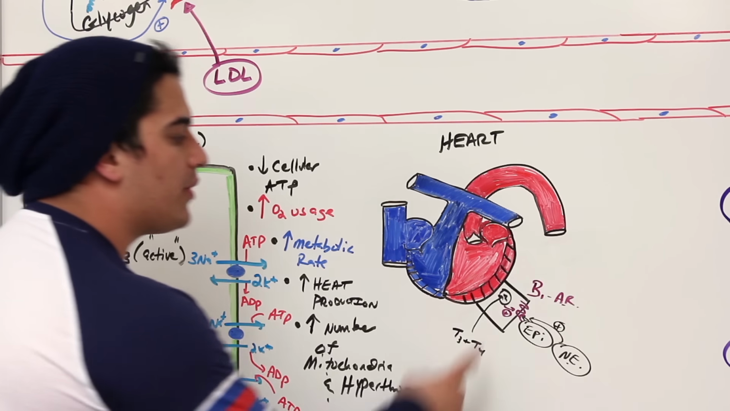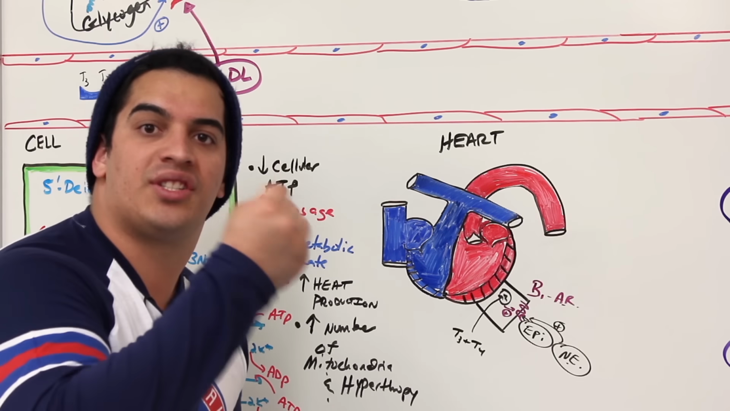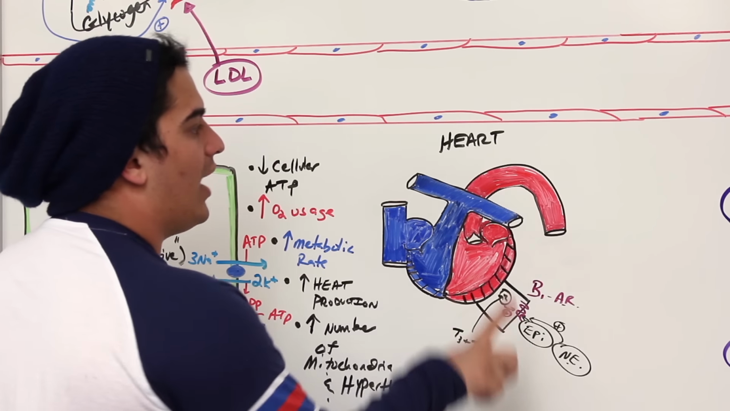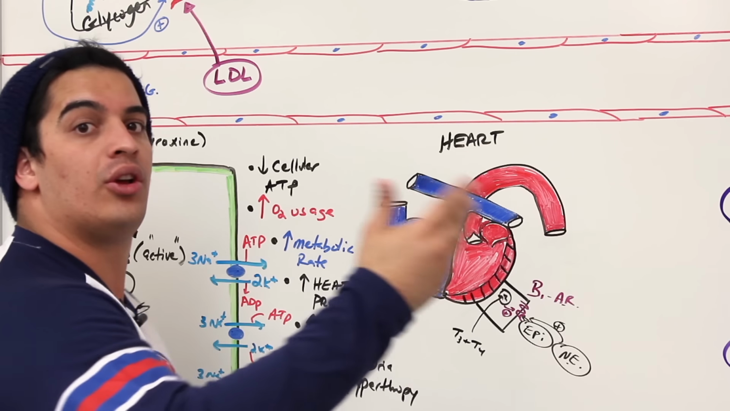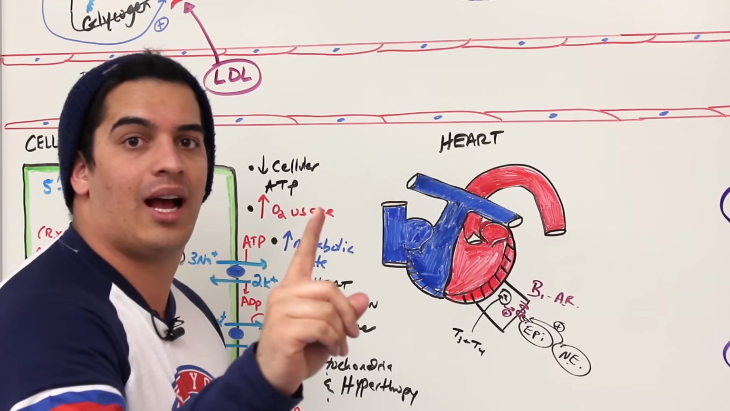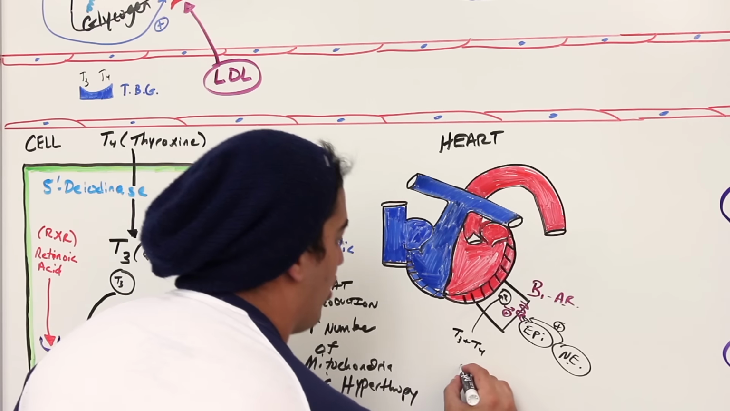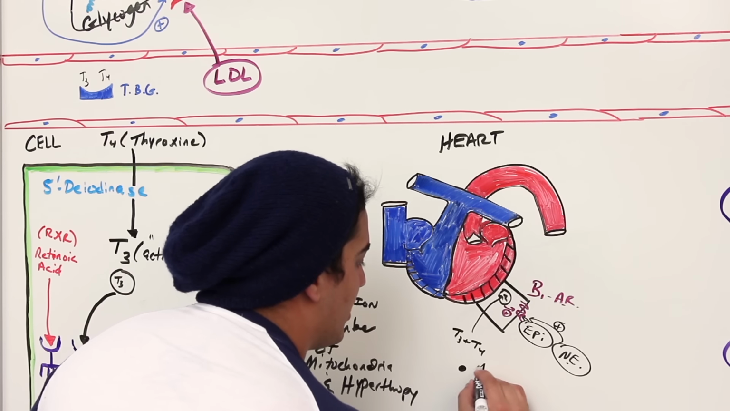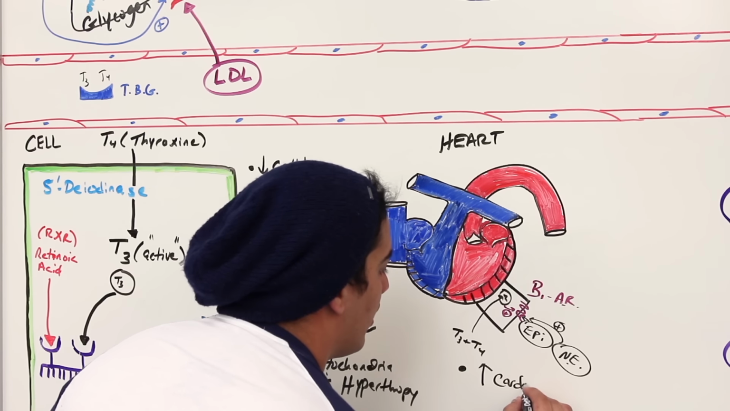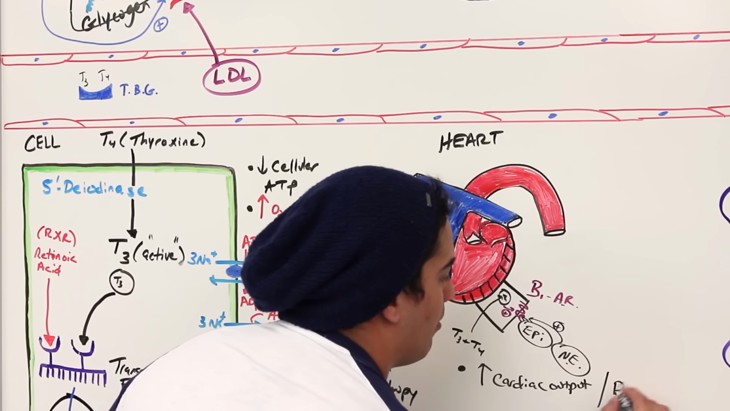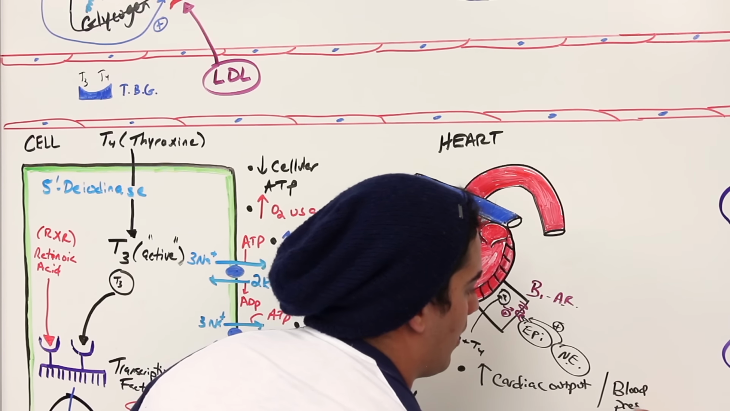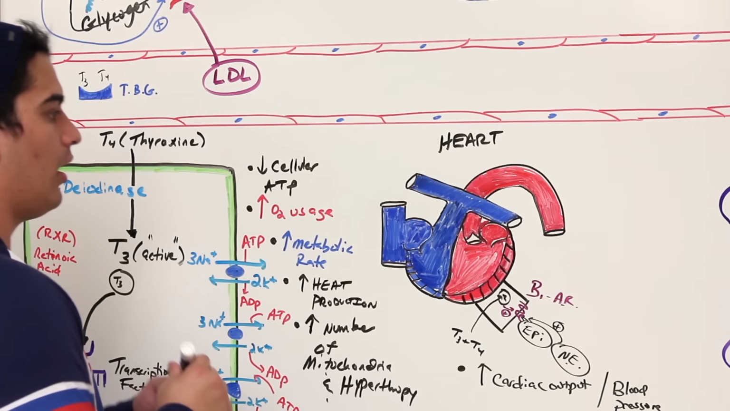And what's the overall result here? They're going to have an increased contractility. And if there's increased contractility, what's going to happen to the stroke volume? It's going to go up. What happens if the stroke volume goes up? Cardiac output goes up. And what if cardiac output goes up? Blood pressure goes up. So overall, with this, there's an increase in cardiac output, and we can put slash blood pressure. Oh man, that's cool.